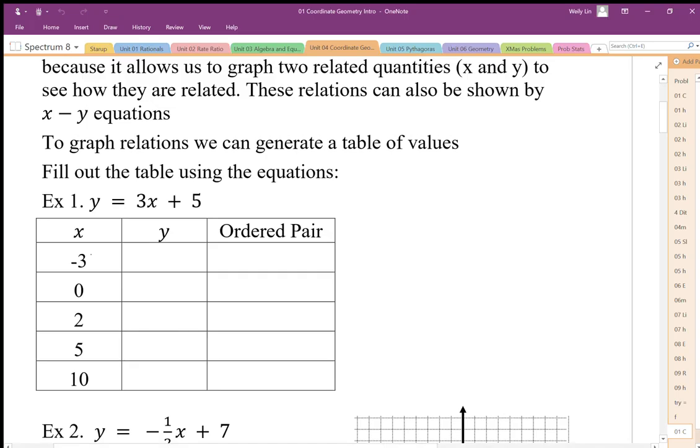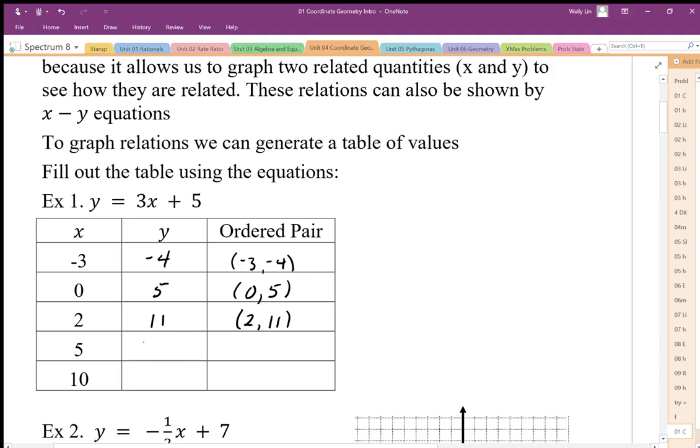There's this connection, and this connection generates some kind of pattern. If I plug in x is negative 3, I get 3 times negative 3, which is negative 9, plus 5, so I get negative 4. That generates an ordered pair of negative 3, negative 4. If I plug in 0, I get 3 times 0 plus 5 is 5, so my ordered pair is 0, 5. Plug in 2, I get 6 plus 5 is 11, so my ordered pair is 2 and 11.